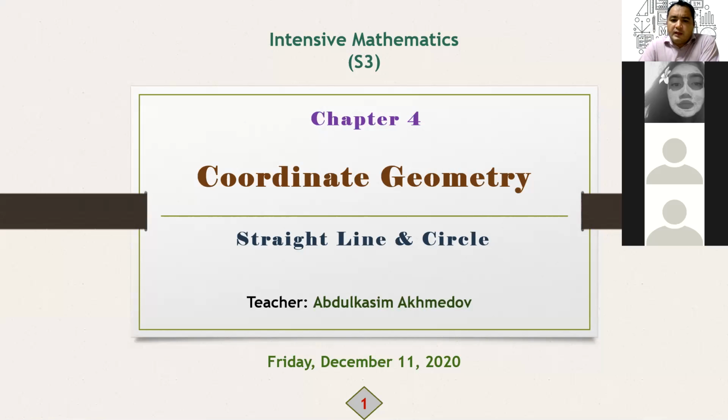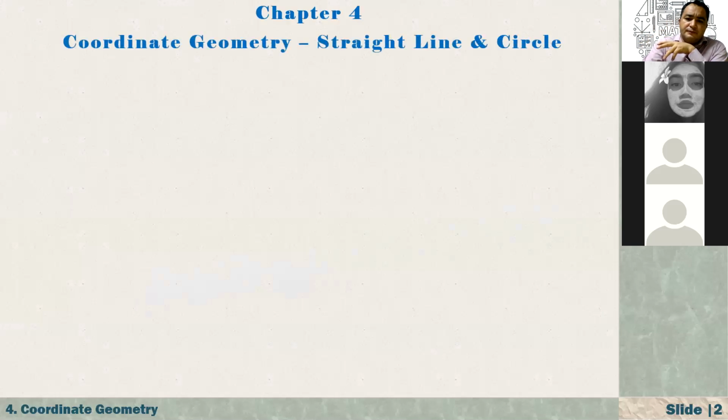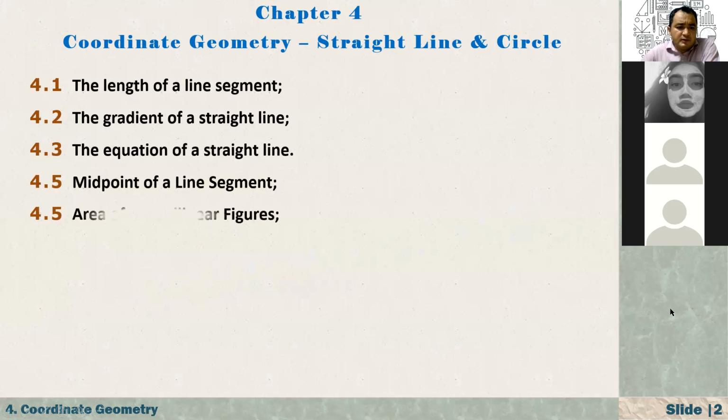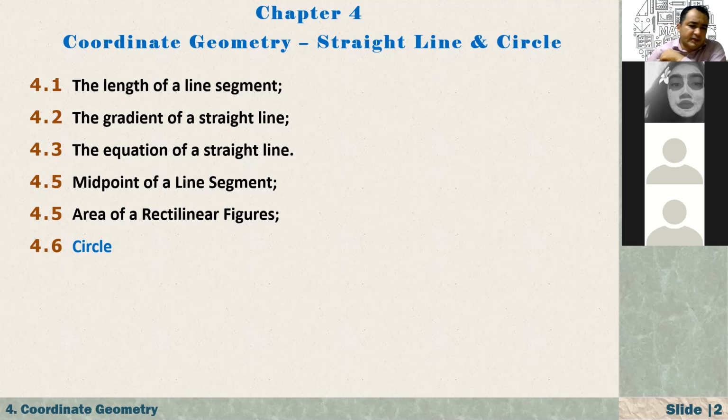Let's start. That is the last part of chapter 4. As you know, chapter 4 is about coordinate geometry, and we talk about the length of a line segment, the gradient of a straight line, the equation of a straight line, the midpoint of a line segment, and the area of a rectilinear figure. In your next test, I may include some questions related to these things. And before I forget, you will have another test, test 3, next Saturday, from chapters 1, 2, 3, 4, 5.